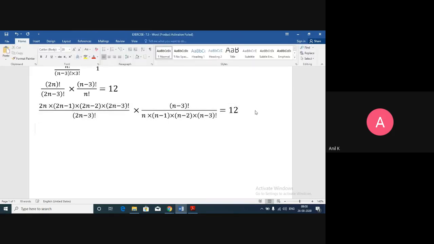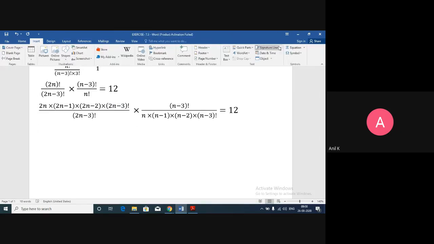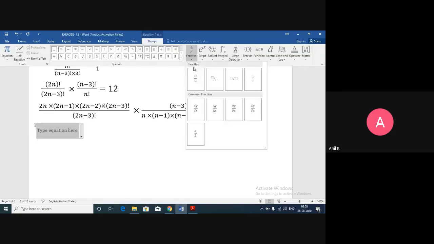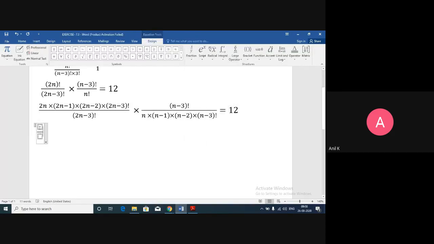Now here after cancellations, (2n minus 3) factorial in the denominator and (2n minus 3) factorial in the numerator, so both terms will get cancelled. What you are left with at the end, let me write the equations one more time. The terms which are left out: 2n is left, multiplied by 2n minus 1 will be left out. The next term is 2n minus 2.